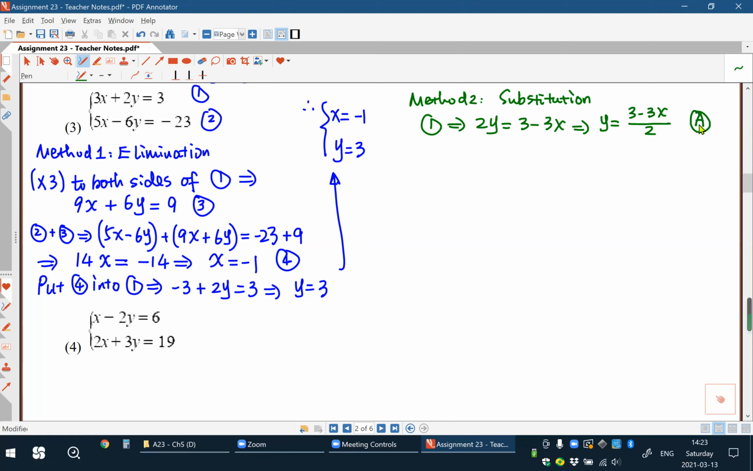So let's call this equation A. Then we can put equation A into equation 2. This is to substitute y with x, right? So in this way, you will get 5x minus 6 times y. Y is actually 3 minus 3x over 2, right? And this equals minus 23. Okay, now let's simplify this equation here.